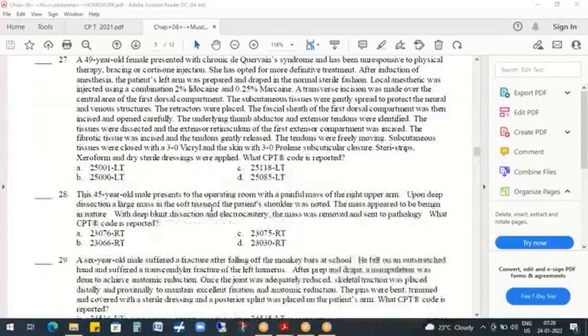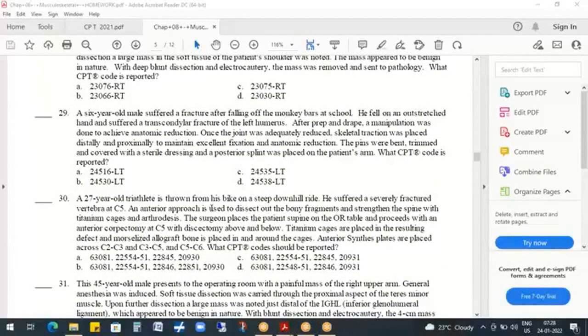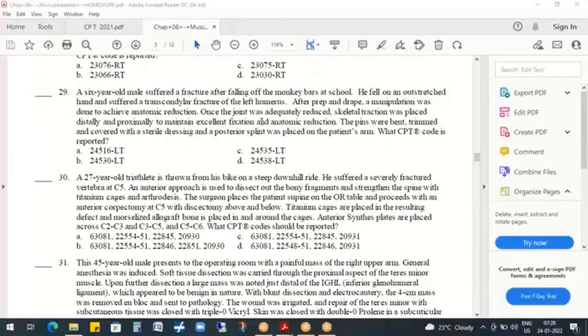Do one more question. Question number 29. Only those are the 5 rules in the musculoskeletal system. Question number 29.